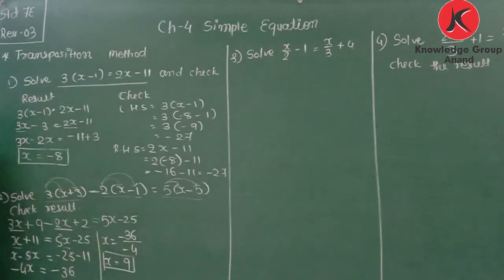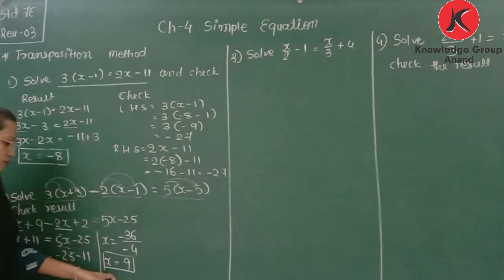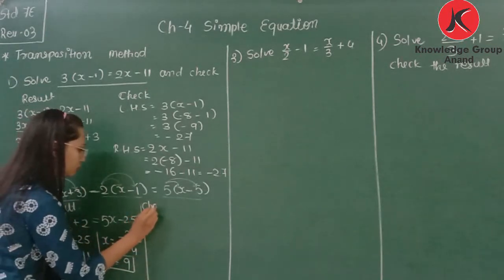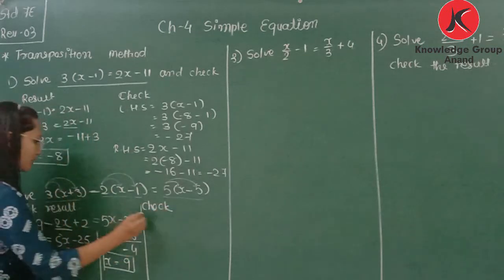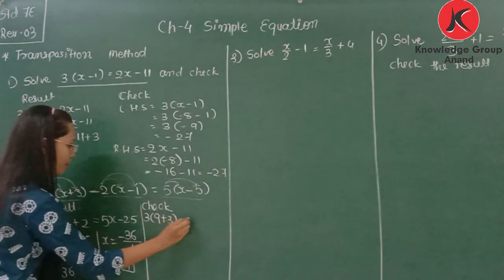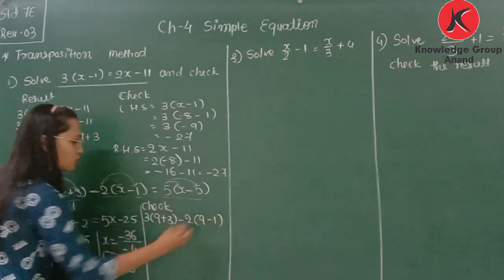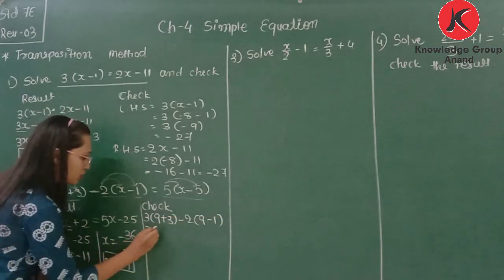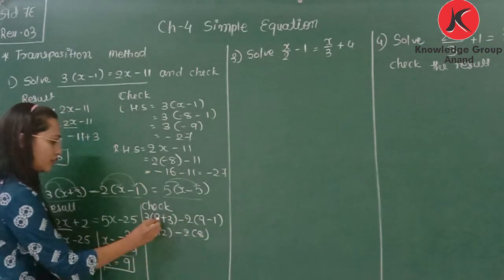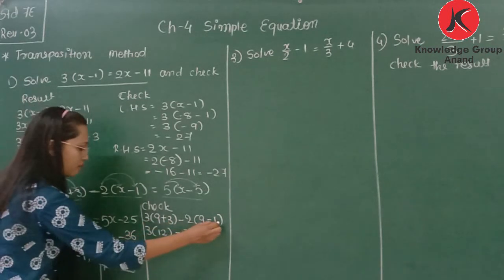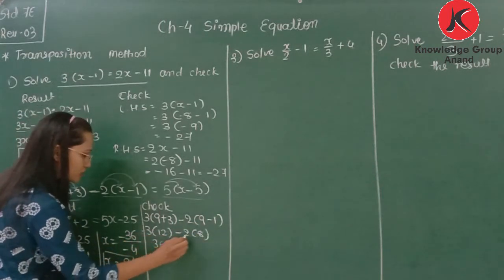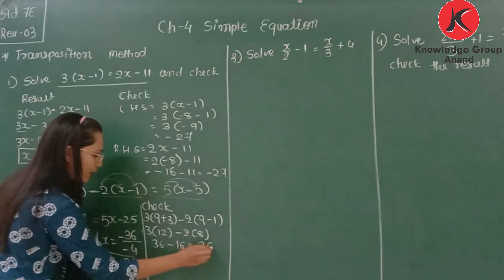Now again you can check your result by writing the value of 9 here. So let's check. 3 times 9 plus 3 minus 2 times 9 minus 1. Here we have 3 times 12 minus 2 times 8. 9 plus 3 is 12, 9 minus 1 is 8. So 3 times 12 is 36 minus 16, so we get 20 here.